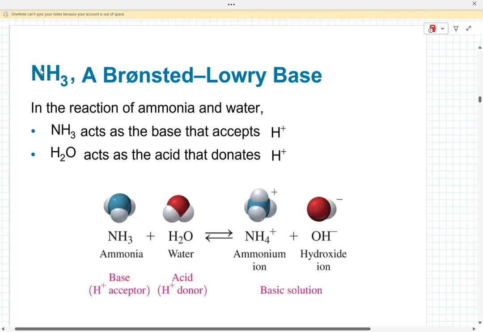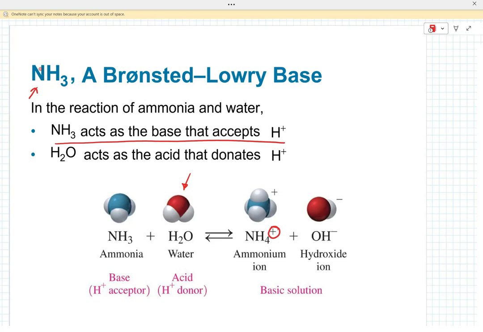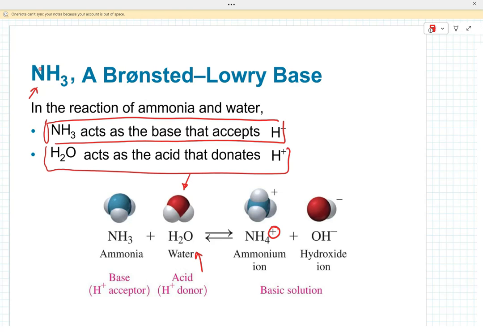Example of a Bronsted-Lowry base: ammonia gas. When ammonia is dissolved in water, ammonia accepts a proton. Where does that proton come from? The molecule of water loses it. So in this pair, water serves as the acid. Okay?